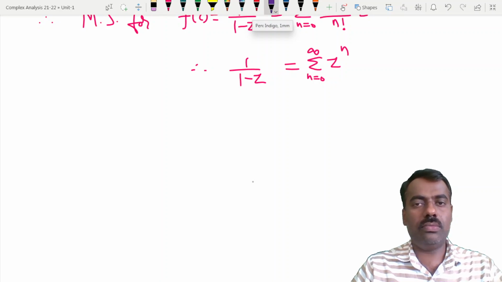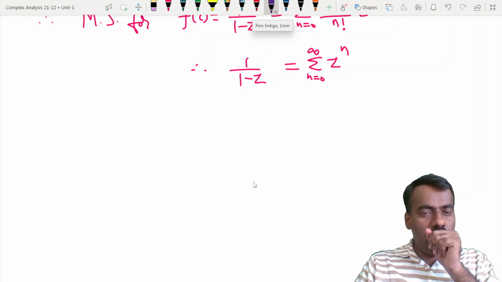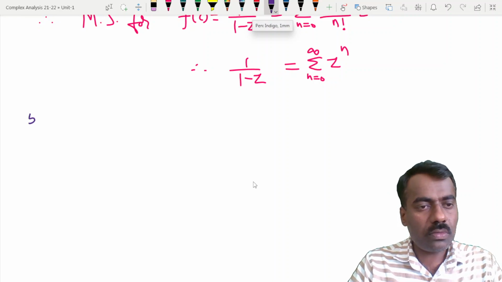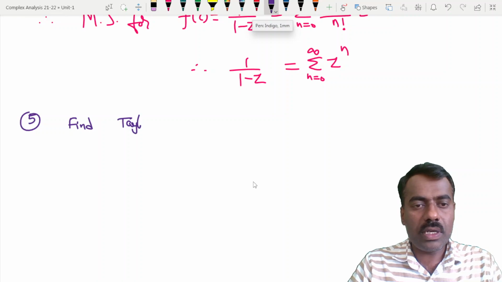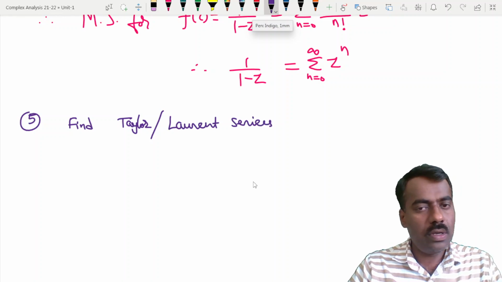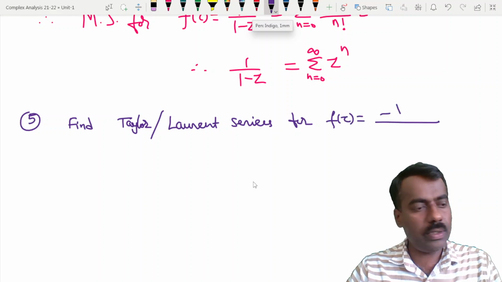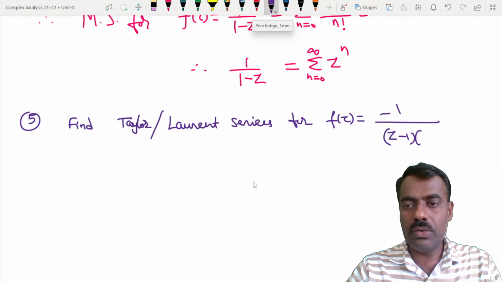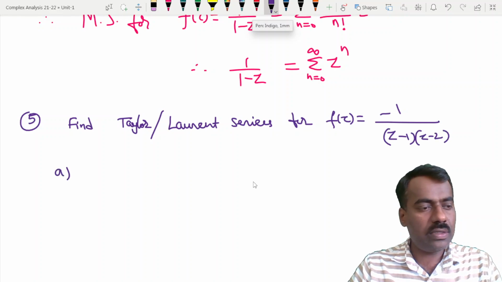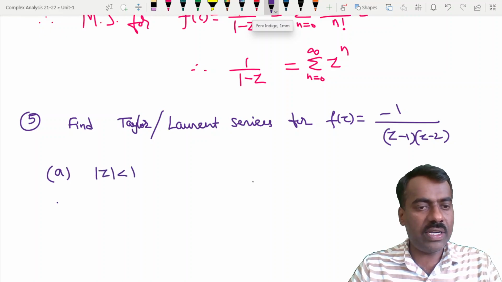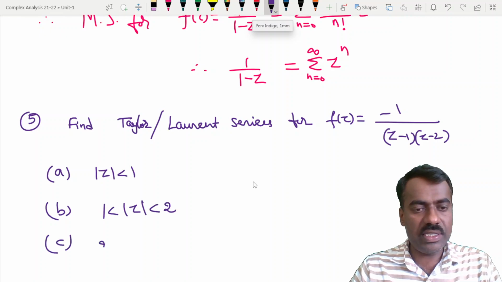Now let's move to some series. Take an example. Find the Taylor or Maclaurin series for f of z equal to minus 1 upon z minus 1 into z minus 2 for the following domains. The domain mod z less than 1, then 1 less than mod z less than 2, and another one is mod z bigger than 2, but of course finite.